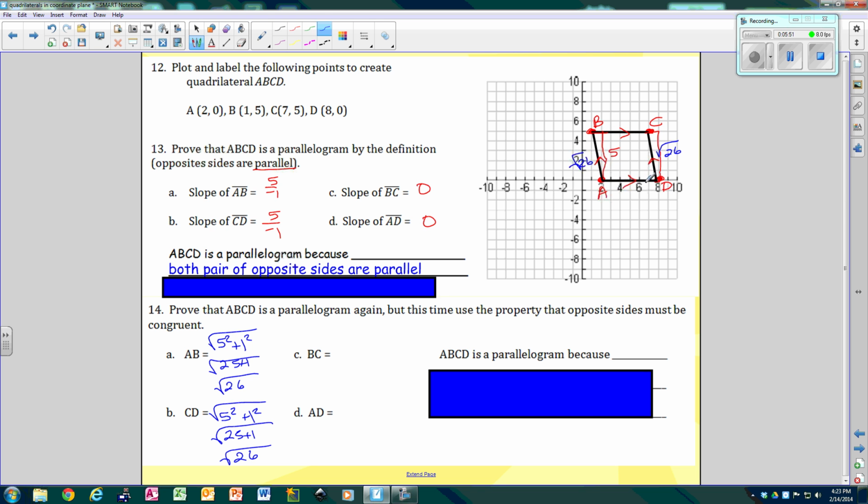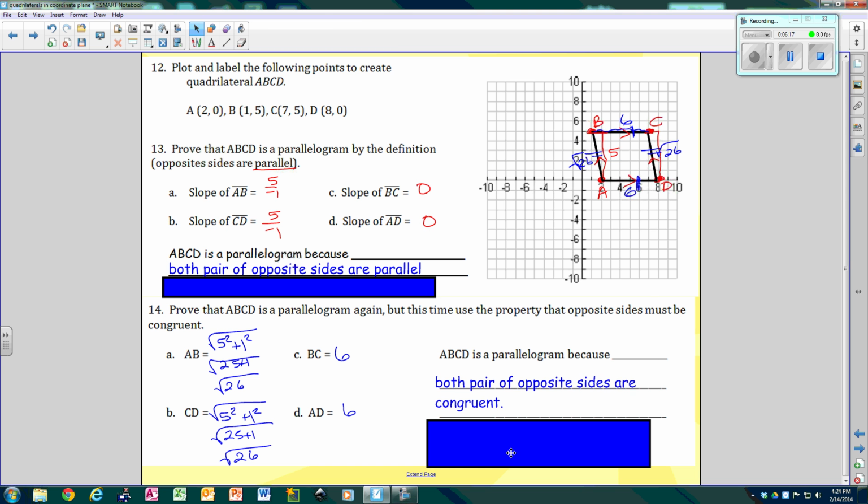Now, since BC and AD are horizontal, we can just count the spaces. 1, 2, 3, 4, 5, 6. So BC has a length of 6. And 1, 2, 3, 4, 5, 6. And this one has a length of 6. So this one is congruent to this one. This one is congruent to that one. So therefore, ABCD is a parallelogram because both pairs of opposite sides are congruent. So that is how you use your slope to make sure sides are parallel and to make sure sides are congruent as well. All right.